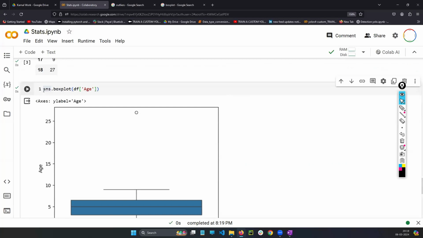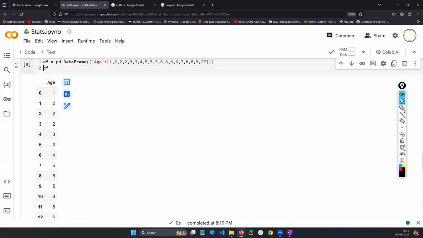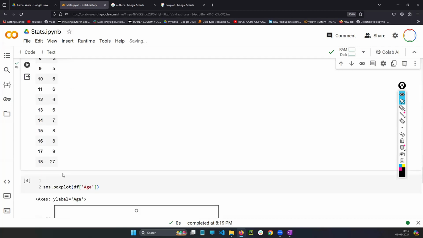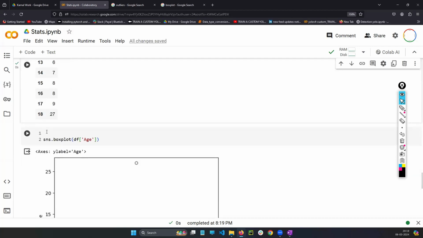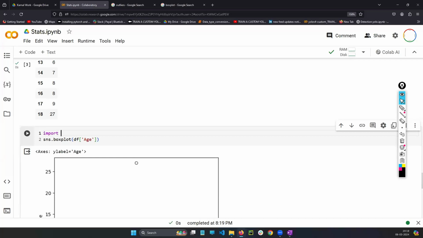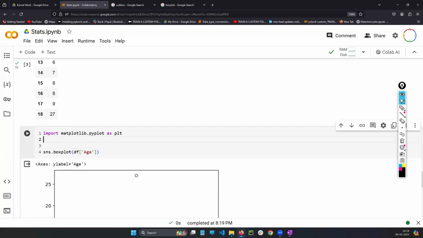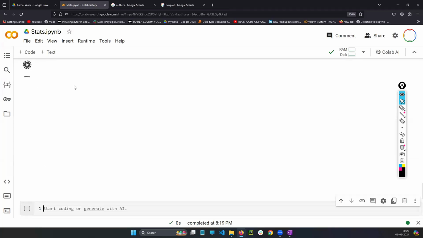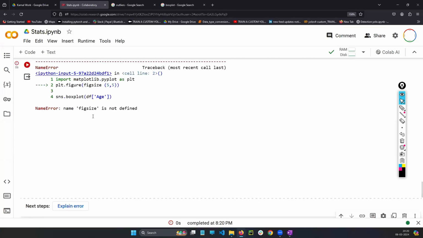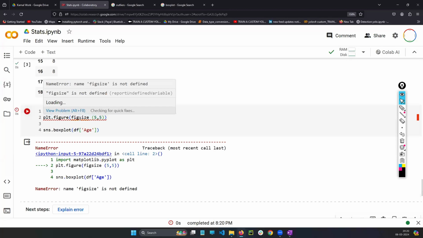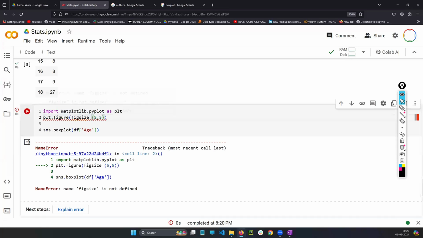You can also decide the output image size. How? Import matplotlib.pyplot as plt. Then plt.figure(figsize=...). The output size I need is something like 5 comma 5, for example. So plt.figure(figsize equals to.